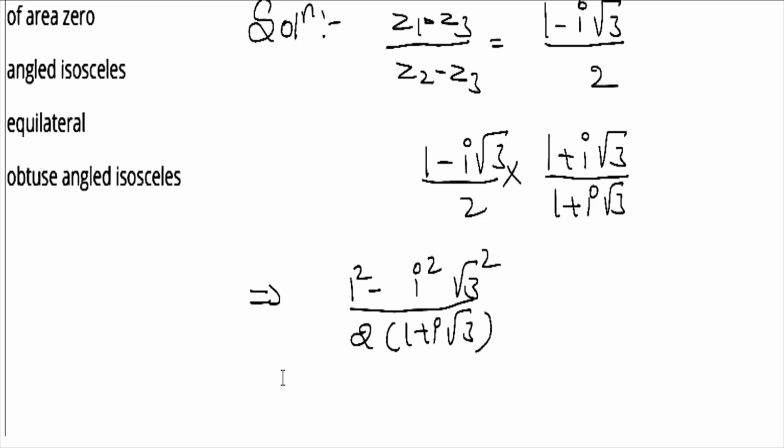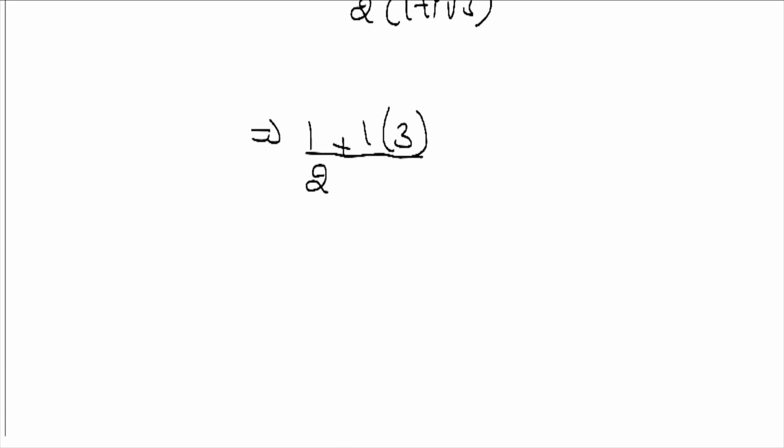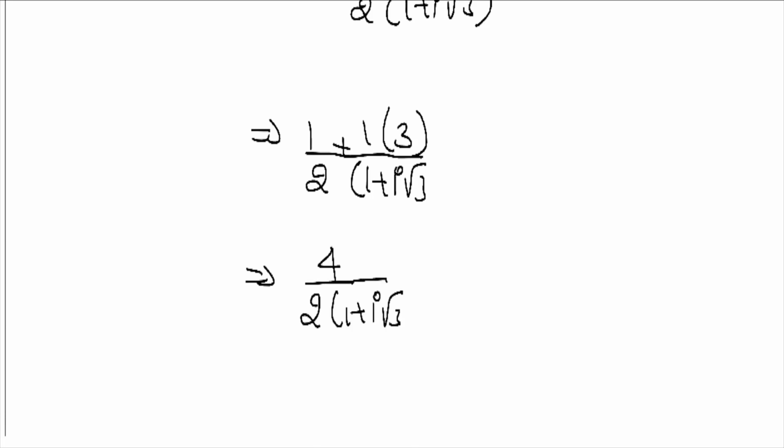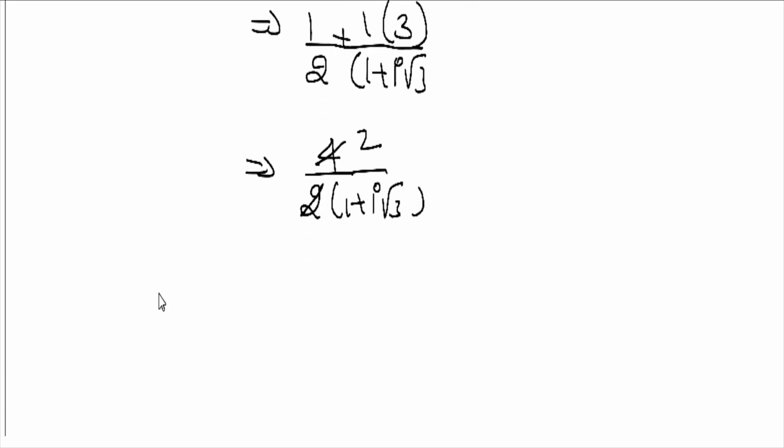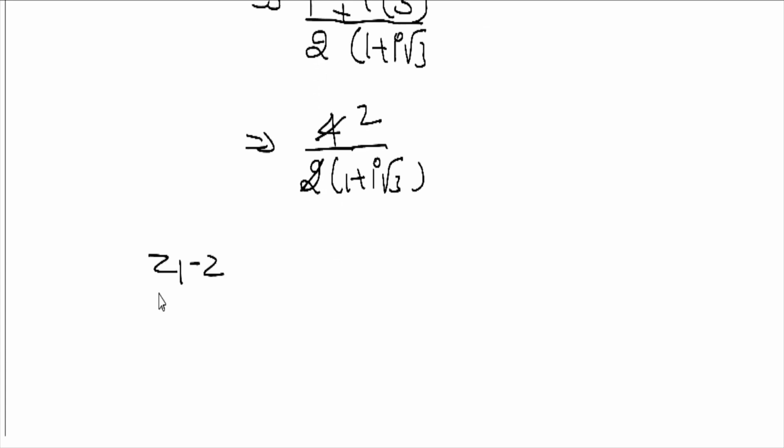So 1 is 1 only. So i square is minus 1, this becomes plus 1, minus into minus is plus. So the square and root get cancelled, so 3 by 2 into (1 + i√3), that is equal to 1 plus 3 is 4 by 2 times (1 + i√3). So this 2 and this 4 get cancelled, like 2 ones, 2 twos, then what is remaining: (z1 - z3)/(z2 - z3) is equal to 2/(1 + i√3).